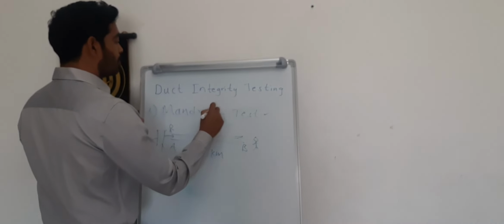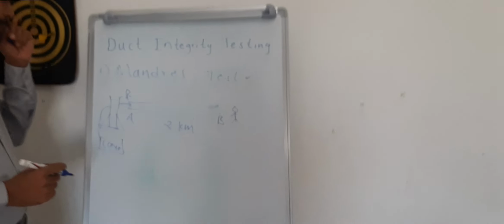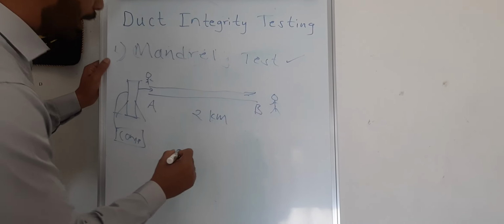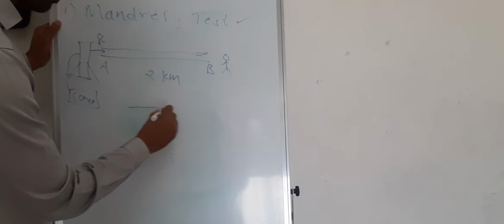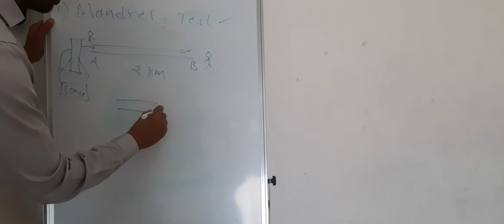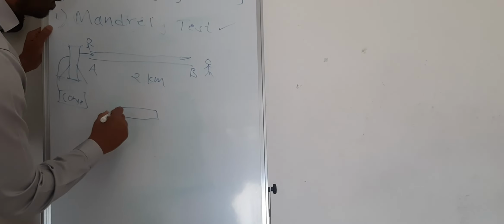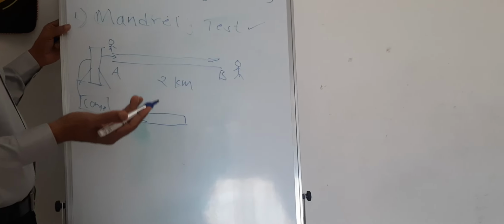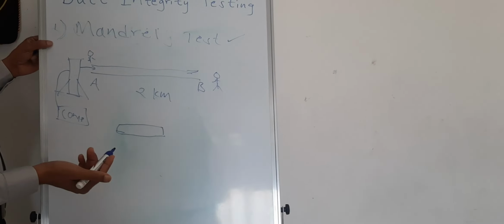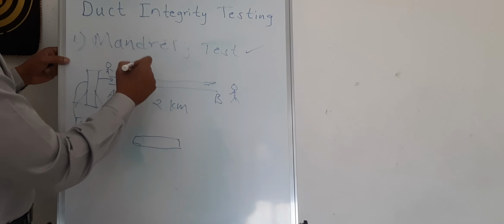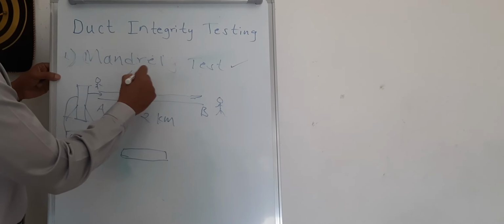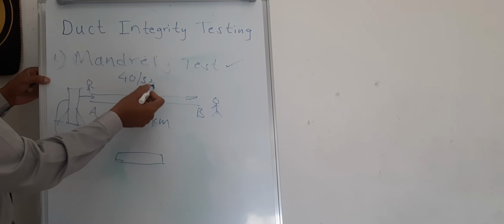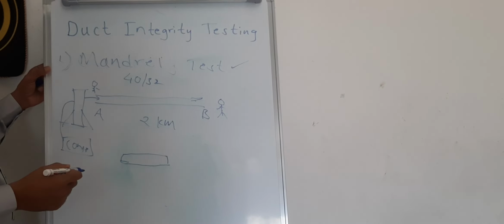Mandrel test. In this case, we use a mandrel. The mandrel will be somewhat like this. The diameter of the mandrel is very important. It has to be around 80% of the diameter of the duct. So for instance, if you are using this duct, it is say 40 by 32. 40 mm is the outer diameter, 32 mm is the inner diameter.